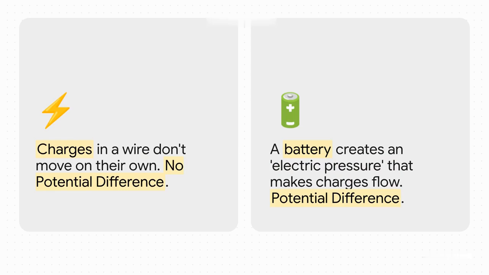And believe it or not, that's almost exactly what's happening in an electric circuit. The charges in the wire are like that water in the flat pipe. They need a push, and the battery provides that push. It creates what you can think of as an electric pressure difference, and that is what we call potential difference. It forces those charges to start flowing.